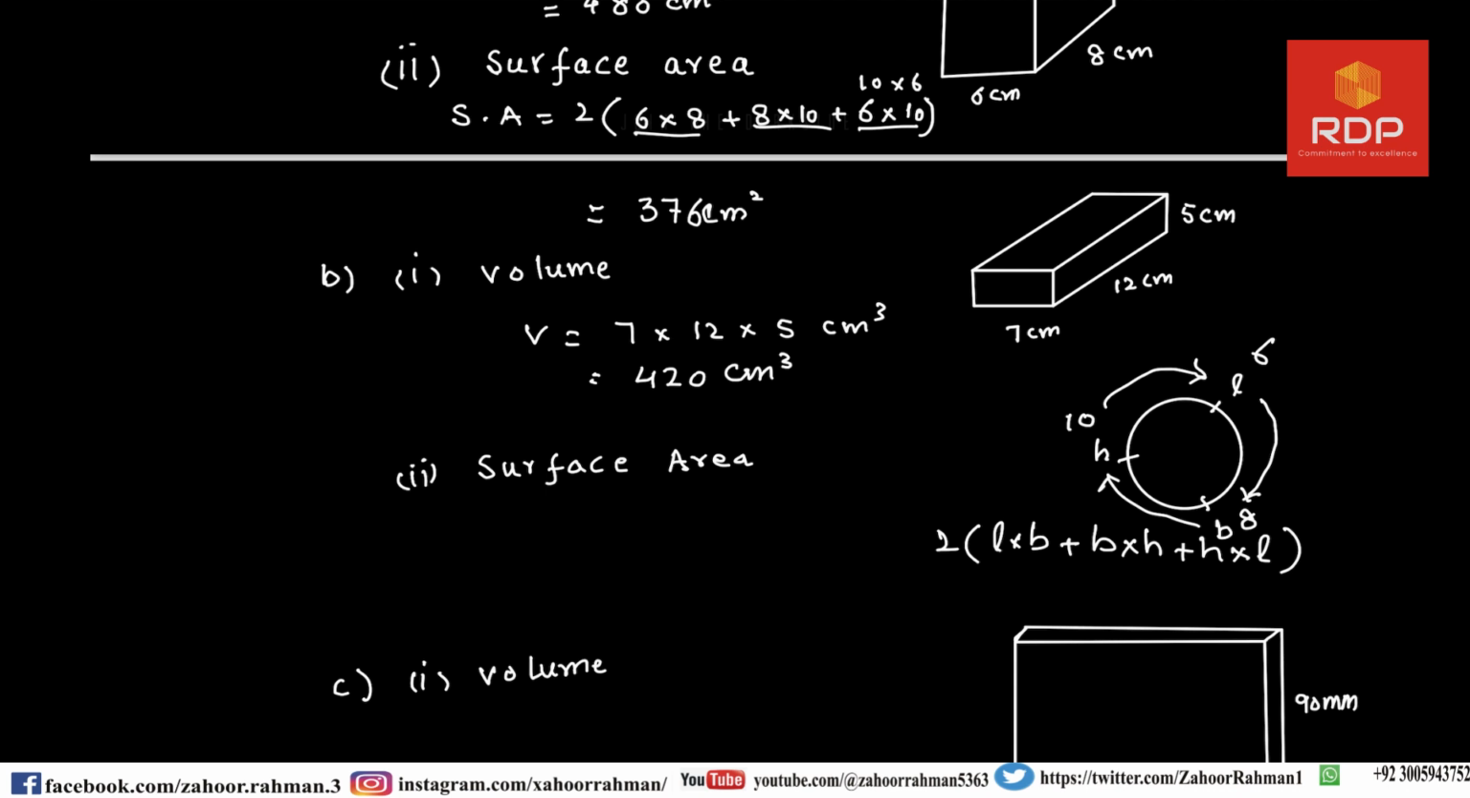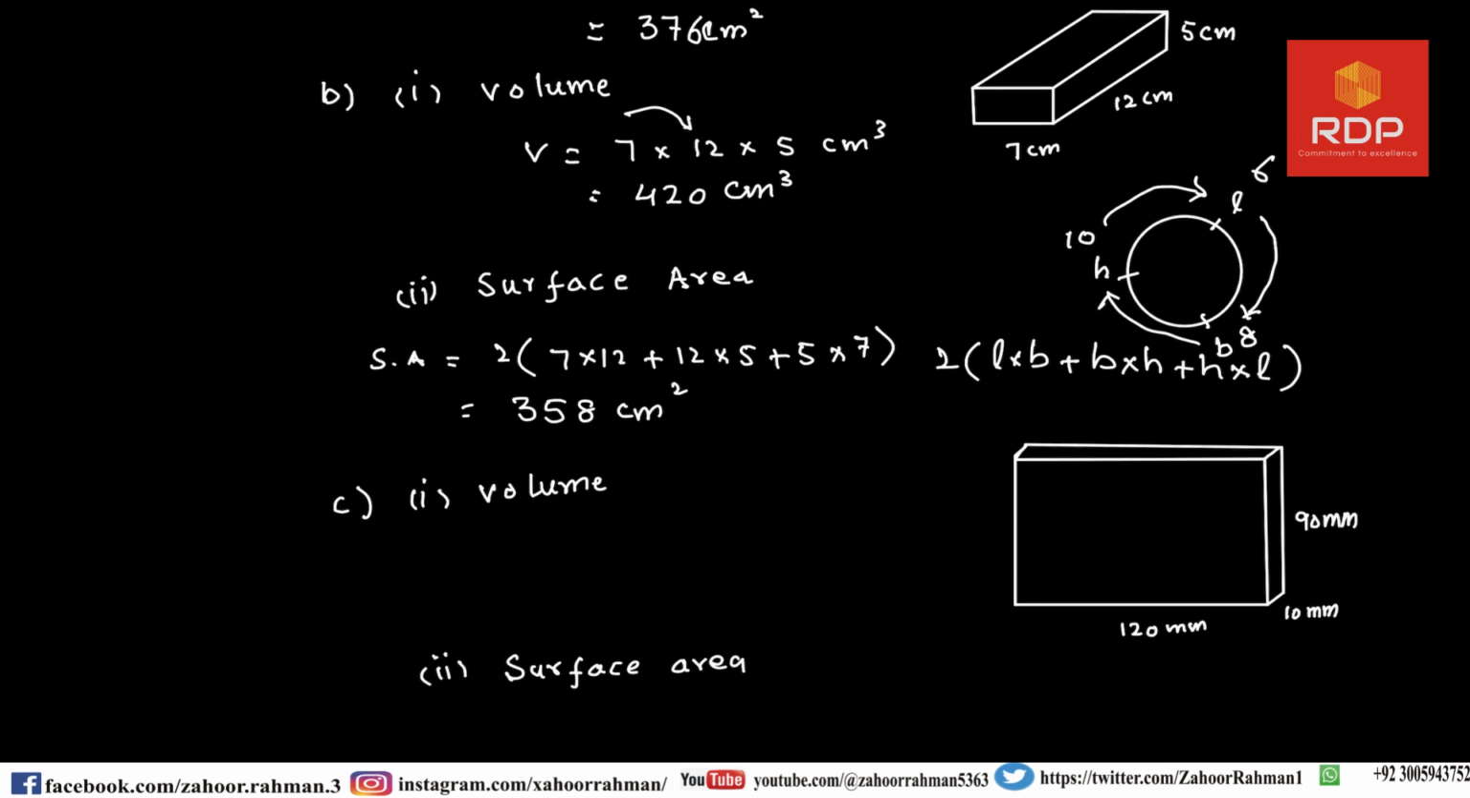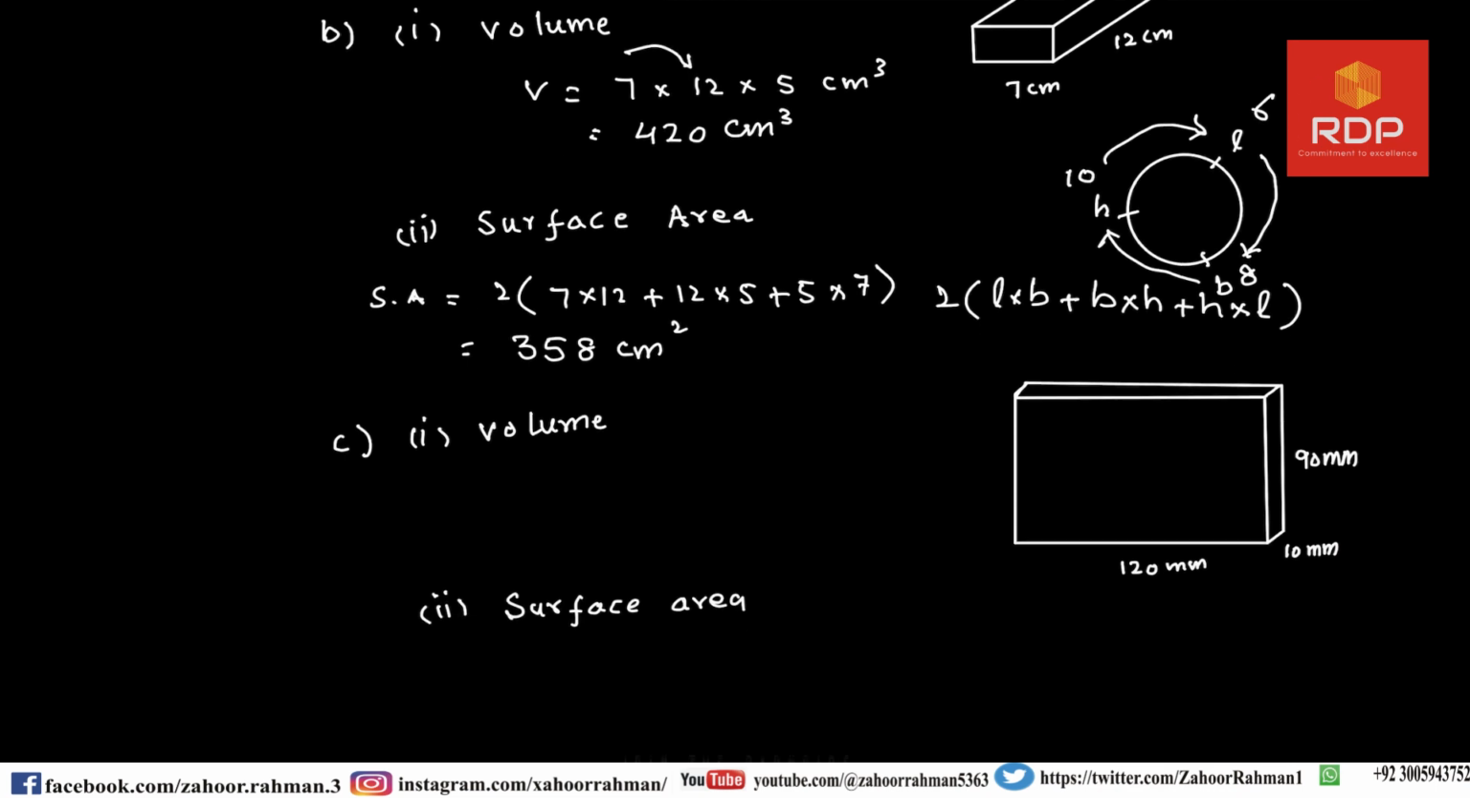Now surface area in this case is 2 from the formula, multiplied by 7 multiplied by 12 plus 12 multiplied by 5 plus 5 multiplied by 7. Easy. Don't worry about how we will memorize it. So that will be 358 centimeters square. Don't confuse yourself with centimeter square and centimeter cube.